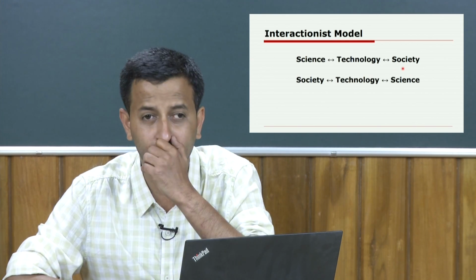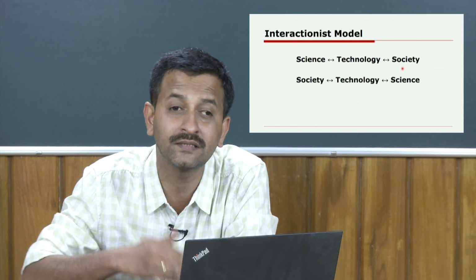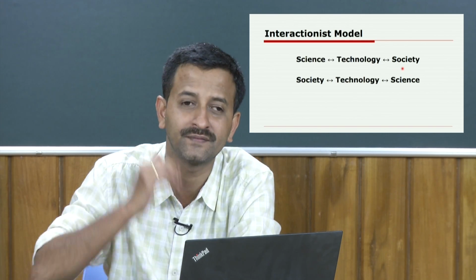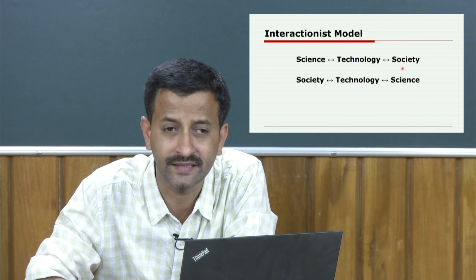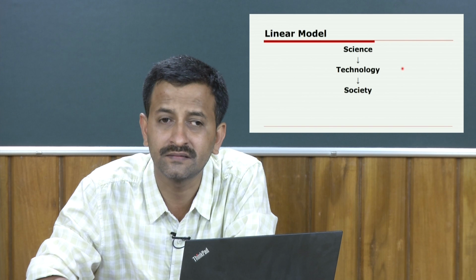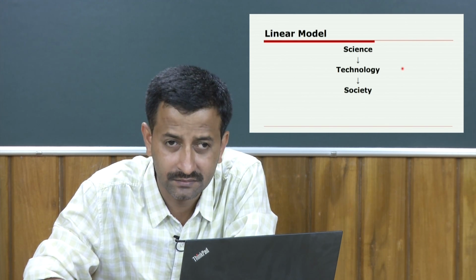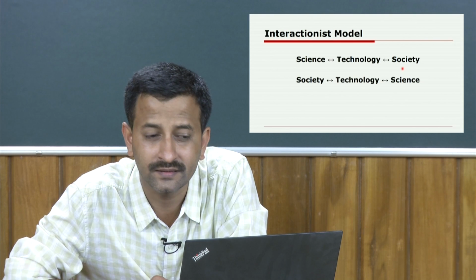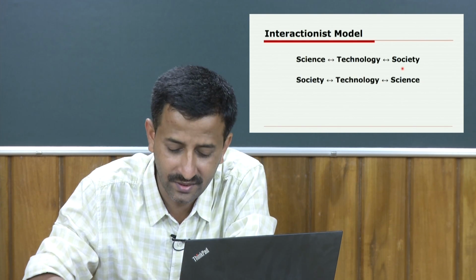It is a different question whether India can have an independent science and technology policy, which we will discuss towards the end of this course. But what is the similarity then? The linear model suggests that there is a one way relationship. The interactionist model suggests no, there is a two way relationship. Now, what is the similarity?